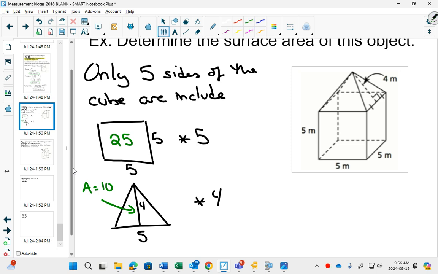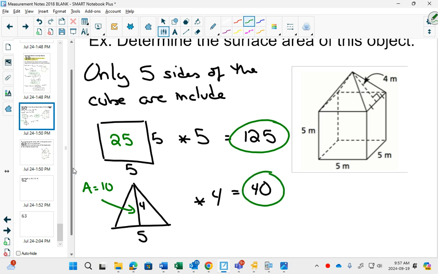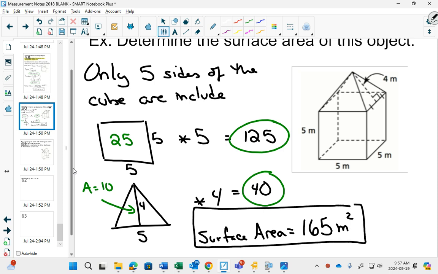So our total surface area, if one of these is 25 and we have 5 of them, that'll be 125 there. And if one of these is 10 and we have 4 of them, that'll be 40 there. So our total surface area will equal, adding those together, 165, include our units, 165 meters squared.